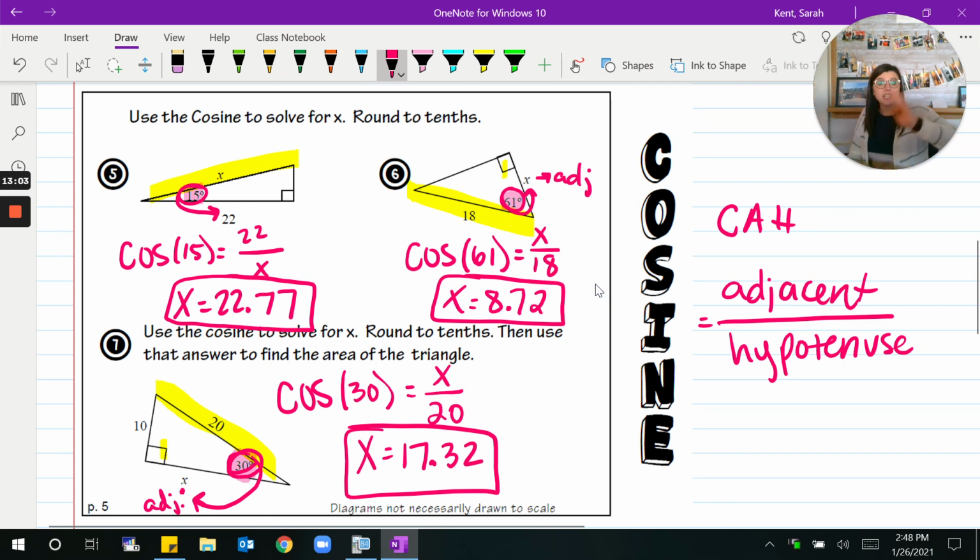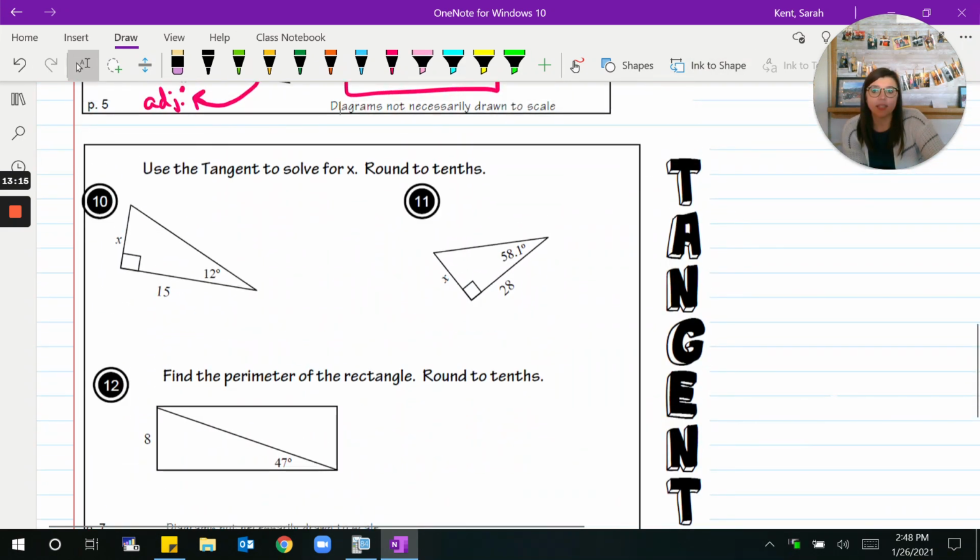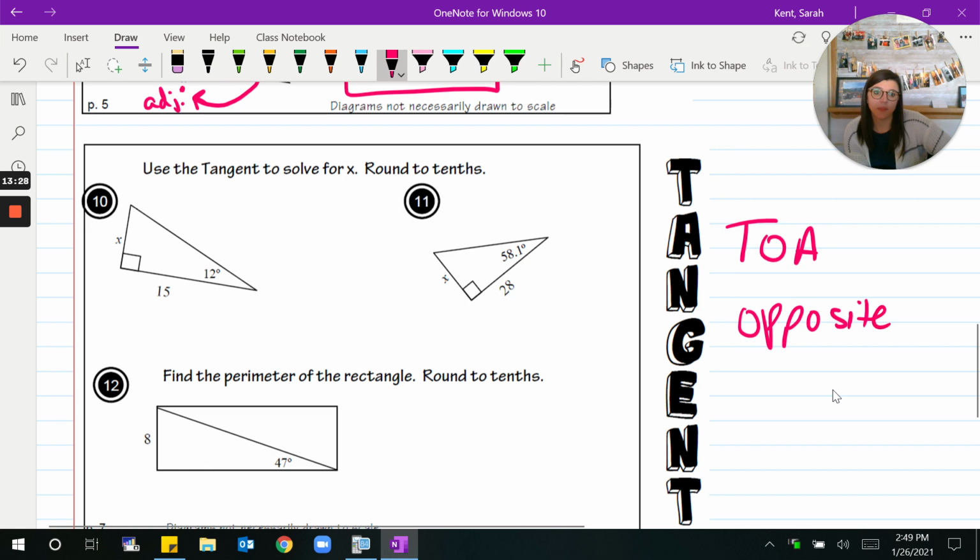All right, so we've looked at sine, we've looked at cosine, and the last one we're going to do is tangent. So here is tangent. For tangent, we can remember SOHCAHTOA. So tangent is opposite over adjacent.